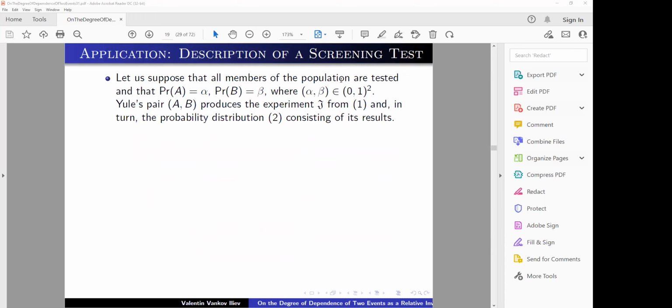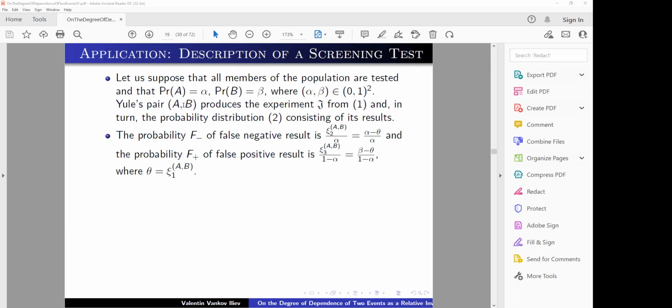So suppose that all members of the population are tested, and the probability of A is alpha, the probability of B is beta, and alpha and beta are between 0 and 1/2. This Yule pair produces the experiment which we considered, and C1 up to C4 are the results of this experiment, and the probability of the false negative result can be expressed in this way.